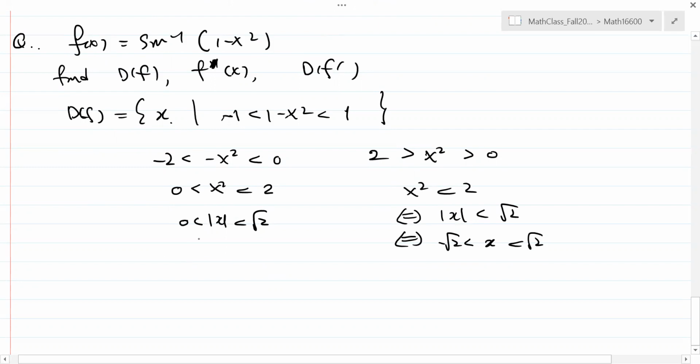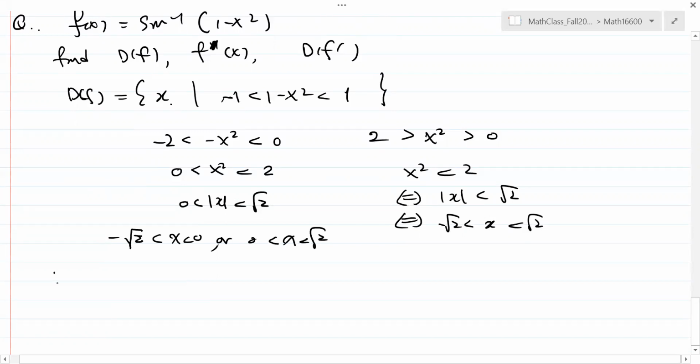The answer will be a little bit difficult to say here. The answer is x greater than negative square root 2 and less than 0, or x greater than 0 and less than square root 2. Okay, so that is the domain. So let me write down the domain.